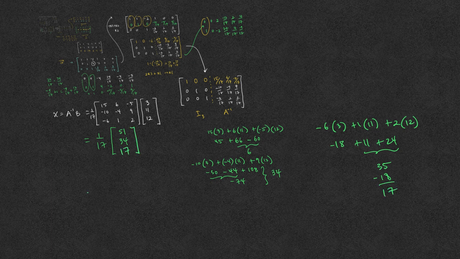The scalar 1 over 17 times the matrix 51, 34, 17: 51 over 17 is 3, since 3 times 17 is 51. 34 over 17 is 2, since 2 times 17 is 34. 17 over 17 is 1. And so we conclude that the solution to the system of equations is x equals 3, y equals 2, z equals 1.